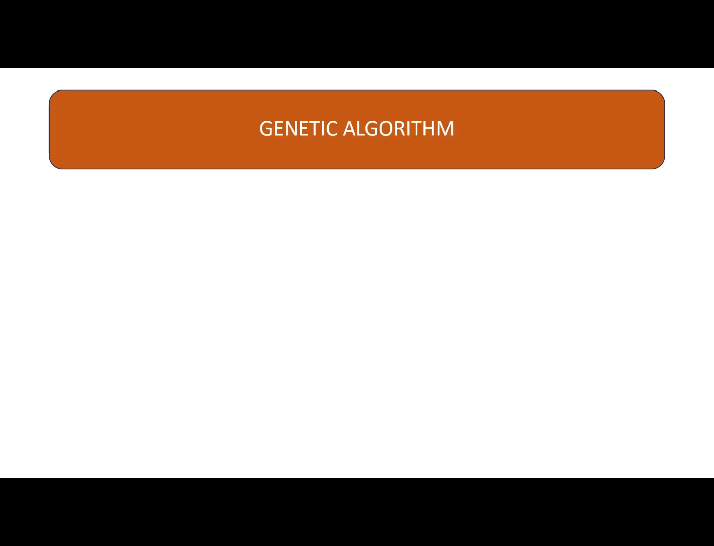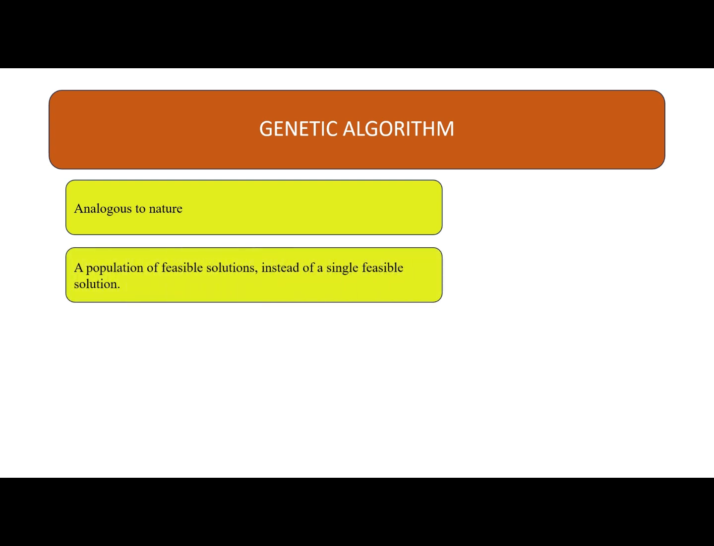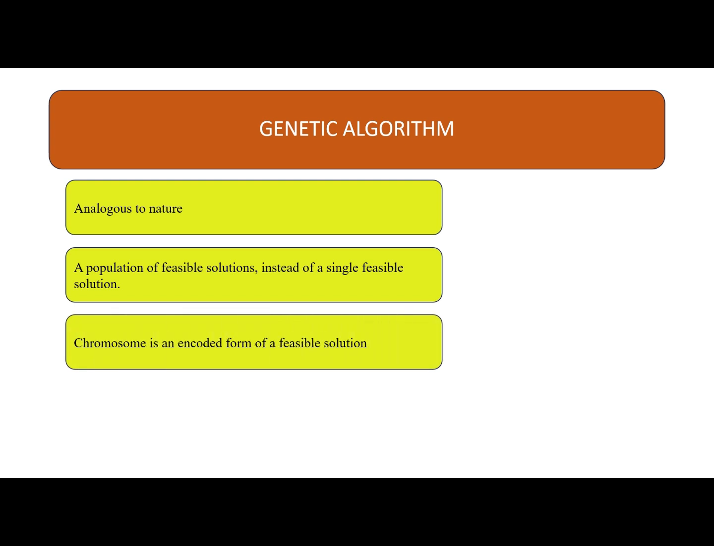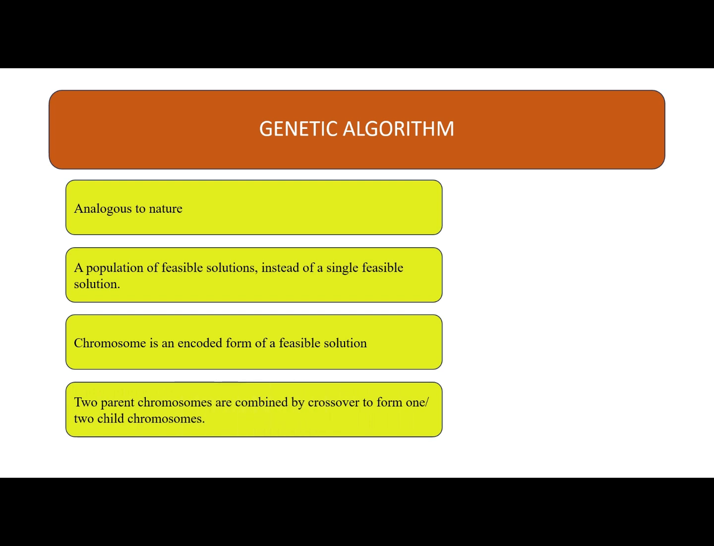Yeah, we'll come to the next algorithm, which is the genetic algorithm. The genetic algorithm is completely analogous to nature. It uses the biological concept of genetic engineering. Here we do not have a single solution, but we have a population of feasible solutions. A chromosome is an encoded form of a feasible solution. So two parent chromosomes are combined to form one or two child chromosomes.